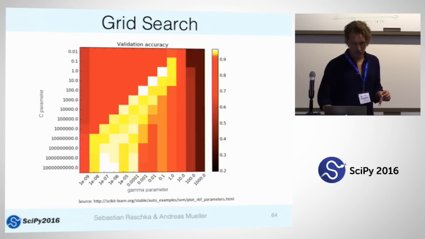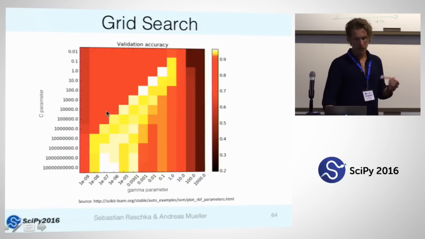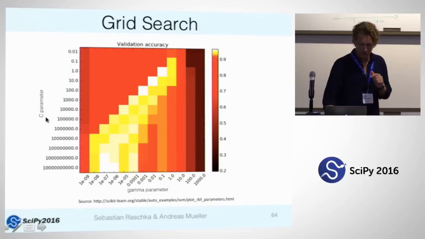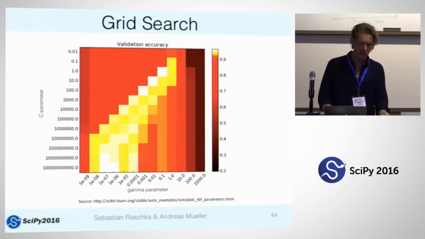This is just in 2D, looking at two parameters. Again, sorry, we haven't talked about support vector machines, but this is one: the C parameter, the inverse regularization parameter, and this is basically the range of the influence of the samples, the gamma parameter. Let's just say these are two parameters, and we want to find the best combination of values.